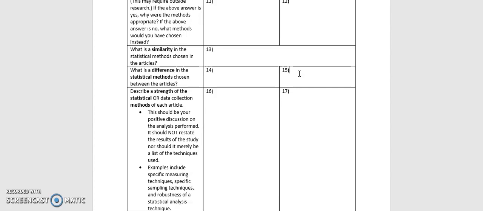So whatever you put for 14 shouldn't be in the second article, and whatever you put for 15 shouldn't be in a technique you used in the first article.